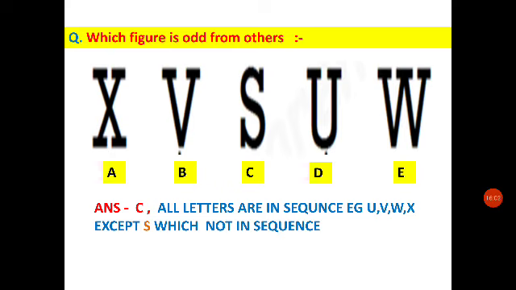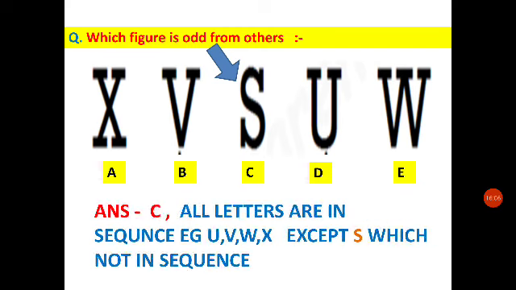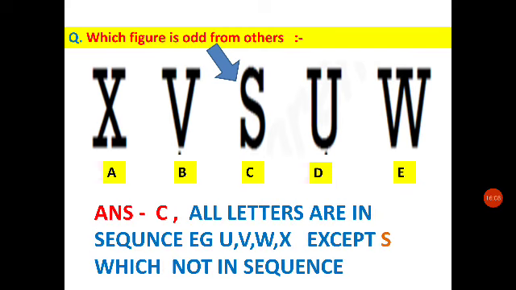Now next question, which figure is odd from others? Answer is C, S, because all other letters are in sequence U, V, W, X, whereas S is actually not in sequence. It comes before U. So our answer is C. C is the odd figure.